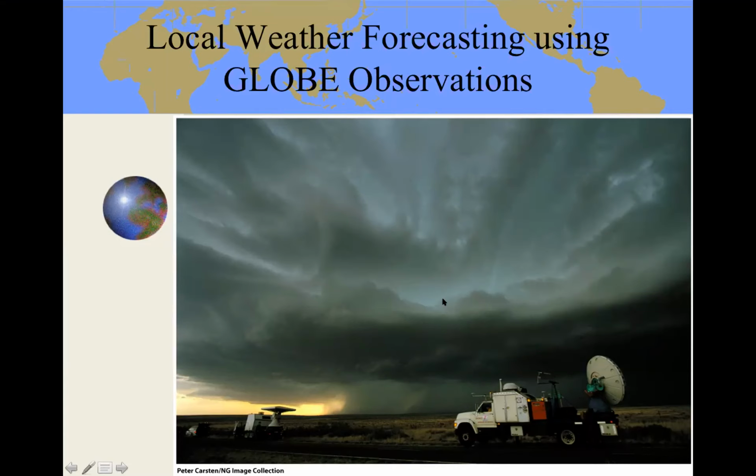You'll see that there is a local weather station. It's more well-equipped than yours, probably. But effectively, you can take many of the measurements that they will be taking and use those to actually have your students make predictions.